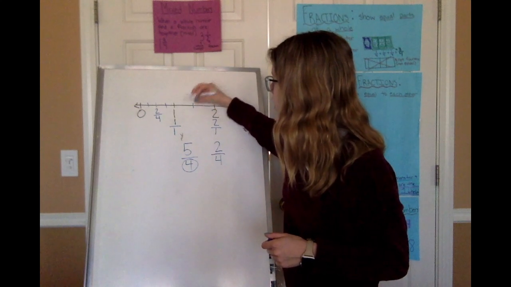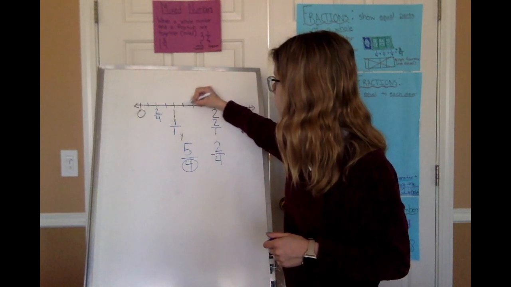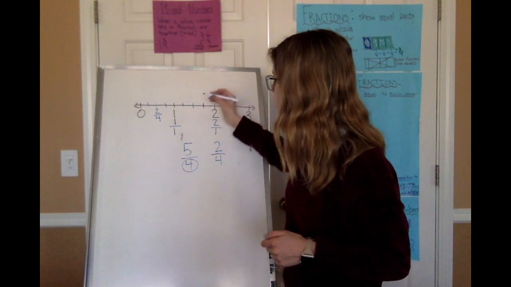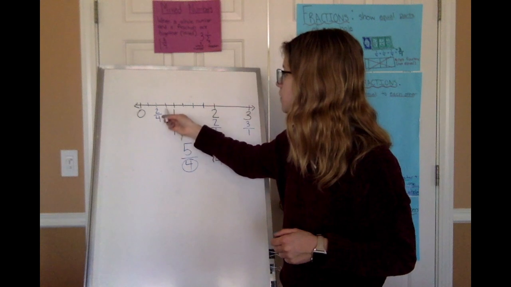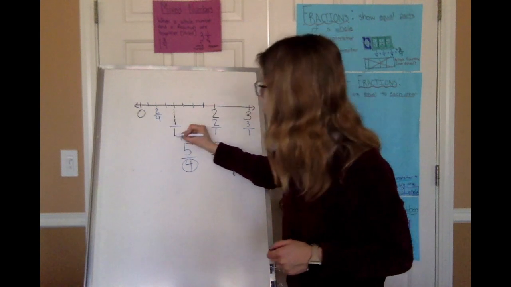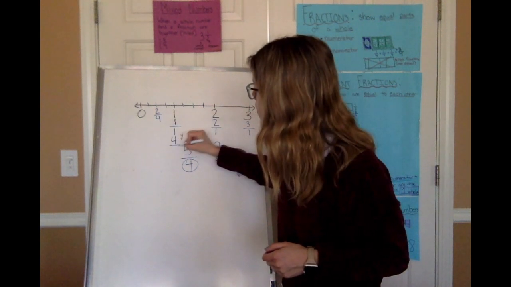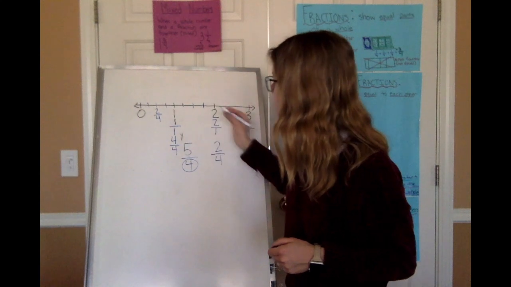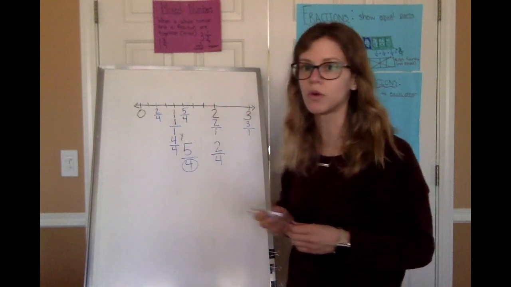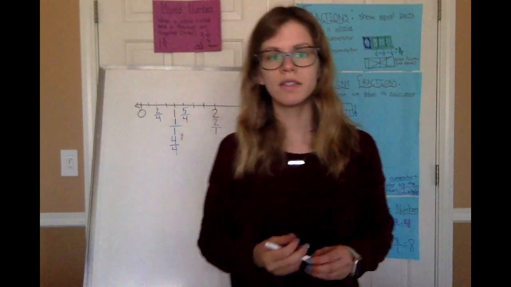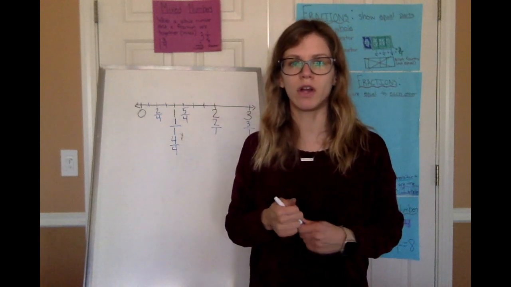So I'm going to go above one whole, separate it into 4 equal parts. And so I know that this is 1/4, 2/4, 3/4. This is also 4/4, and then this would be 5/4. So let's say there's 2 ants traveling along the line.